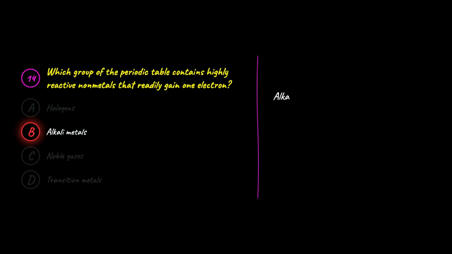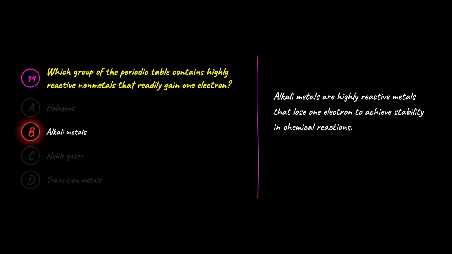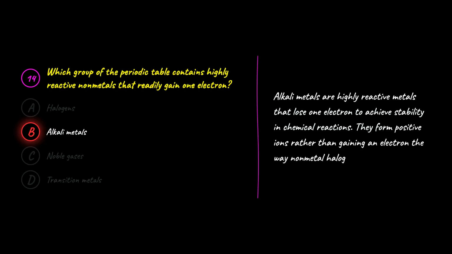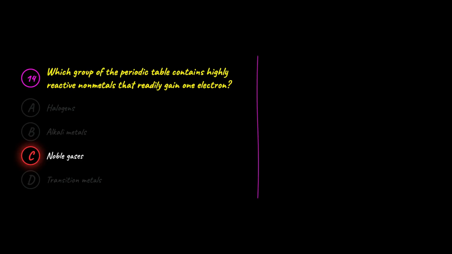B is wrong because alkali metals are highly reactive metals that lose 1 electron to achieve stability in chemical reactions. They form positive ions rather than gaining an electron the way non-metal halogens do during ionic bond formation. C is wrong because noble gases already have full outer electron shells in their natural state.